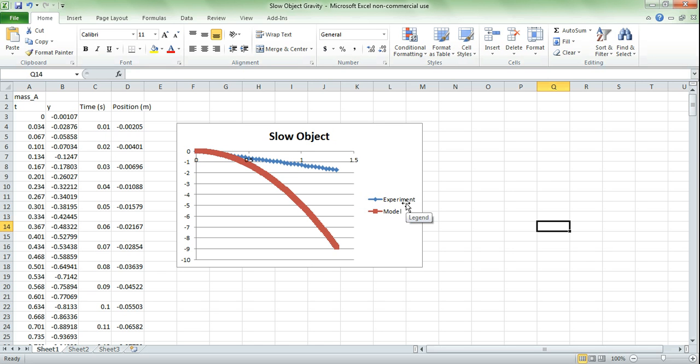When I plotted these data, the experimental data and the model data on the same graph, you can see that the relationship is very different between the two. And this is due to the fact that there are other forces acting on the bag besides just gravity.